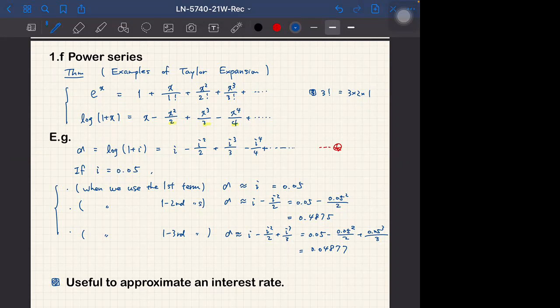So this is useful to approximate an interest rate, especially since this actuarial exam is a multiple choice exam. Make a good estimate, that is key in the exam.